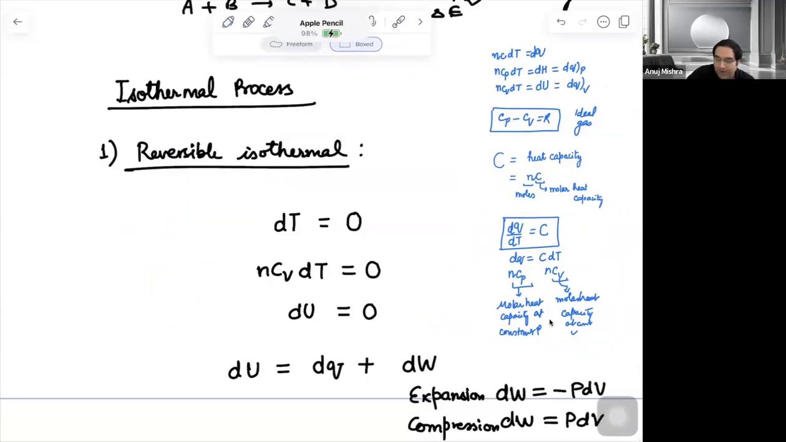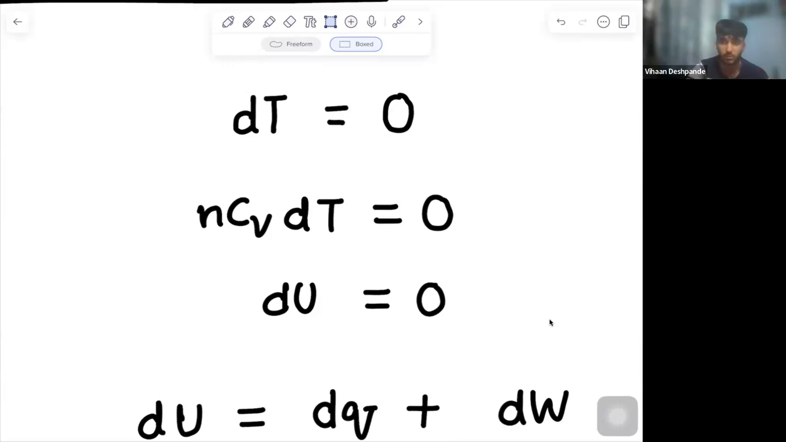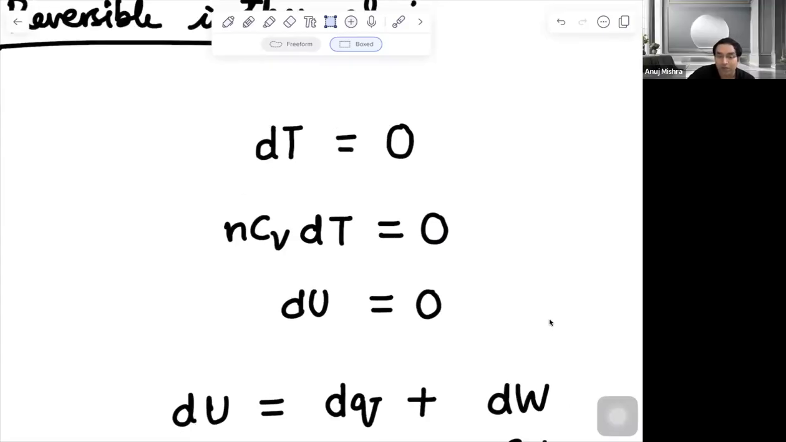Now, how many understand dt is 0, so NCVdT is 0? When dt is 0, the NCVdT is 0. What is NCVdT called? dU. What is dU called, everyone? Change in internal energy. Or we can say enthalpy change at constant volume is 0. So dU is how much?